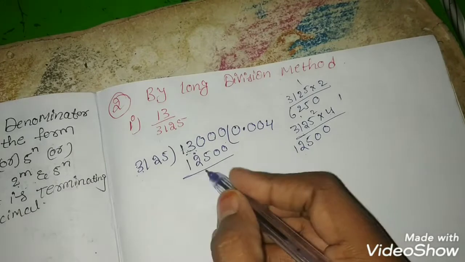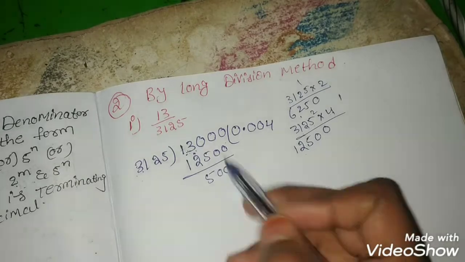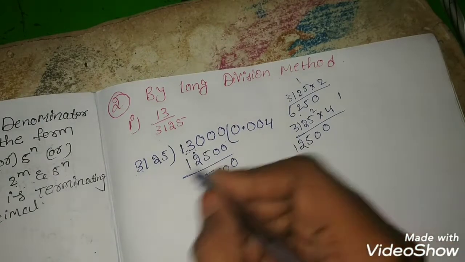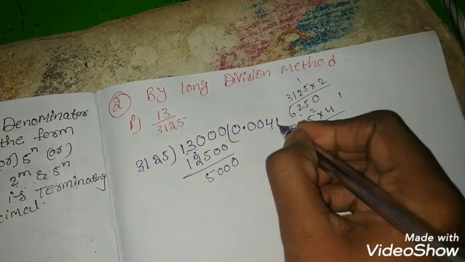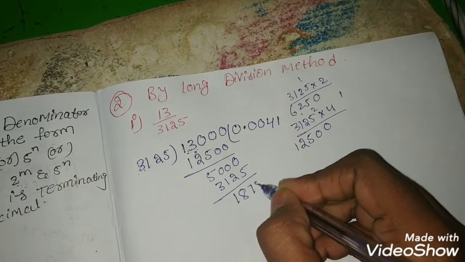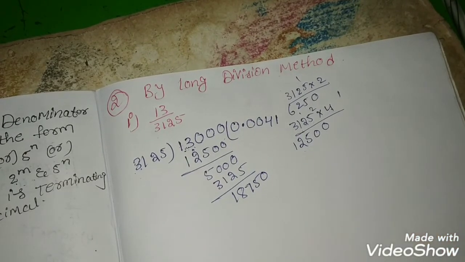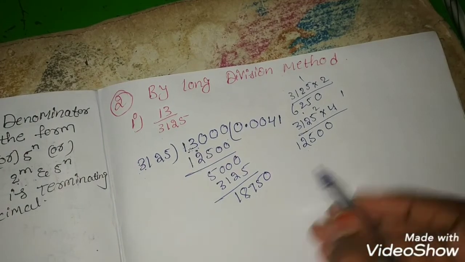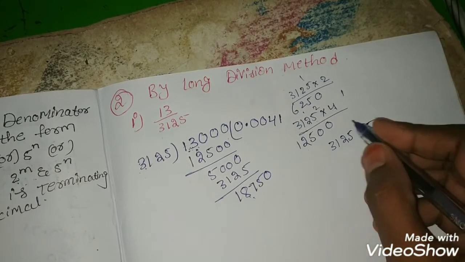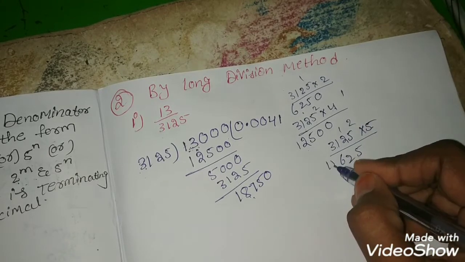What do we get? 500, right? If we subtract, we get 500. So we have to take 0 again. 3125 ones are 3125 itself. If we do this, we get 1,875. Again we have to take 0, until we get a remainder of 0. Next, what do we have to do? If you try 5, is it correct? 5 5s are 25, 10 and 12. 5 1s are 5 plus 1, 6, 5 3s are 15.